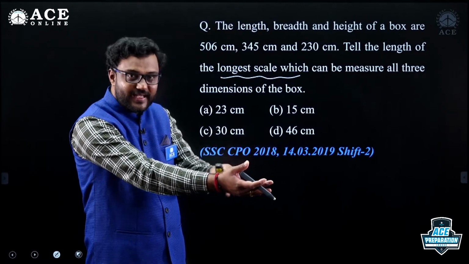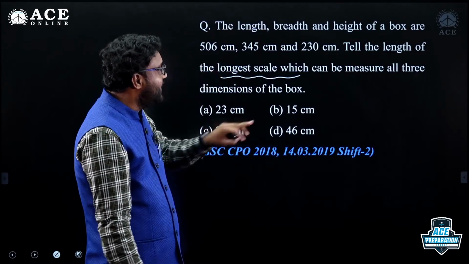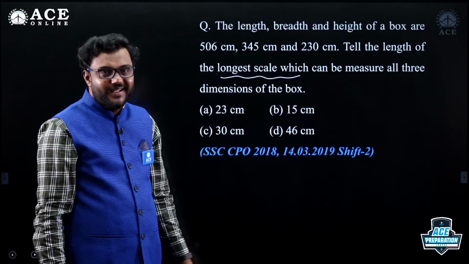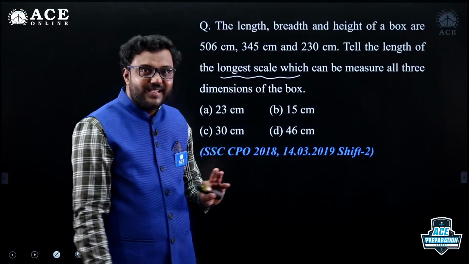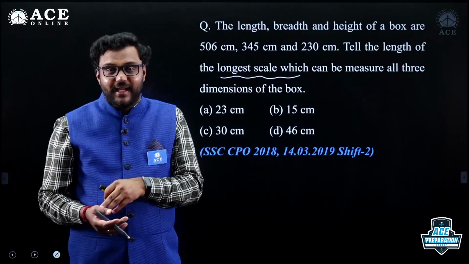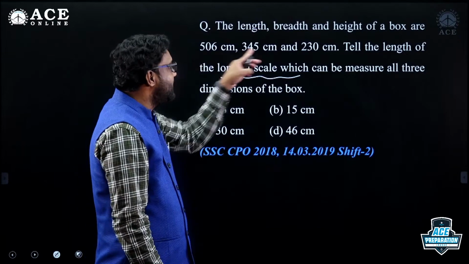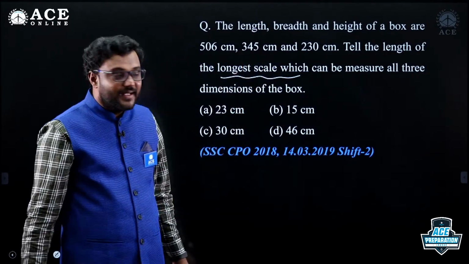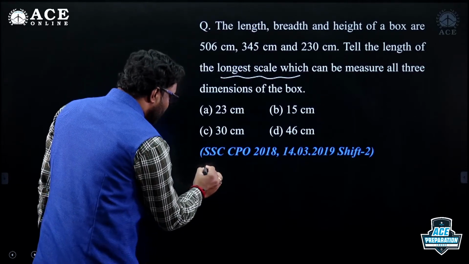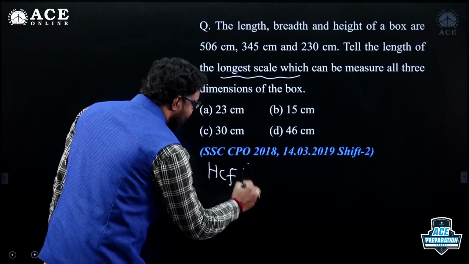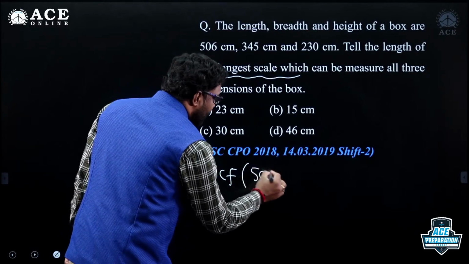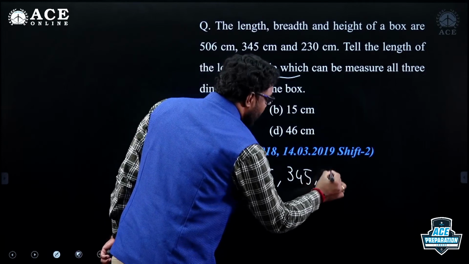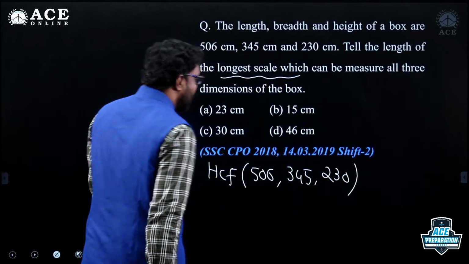The same scale is used to measure these 506, 345 and 230, and the options are also less than the given numbers. Greatest or longest is giving you a clue to go for HCF, and the same scale is used to measure all these three. And the options are less than the given numbers, that is giving us a clue to apply HCF here, my dear friends. It's not mentioned anywhere to find HCF, but it's our task to understand and apply.